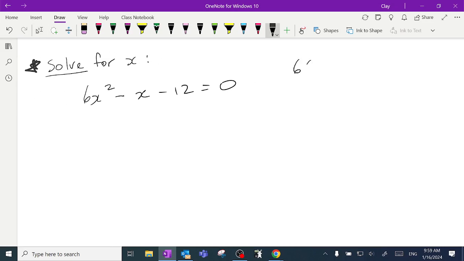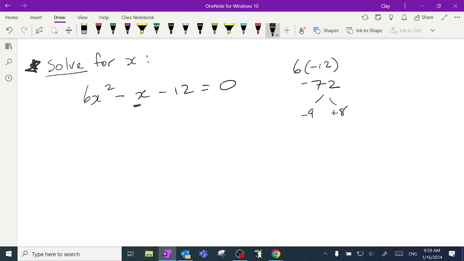What is 6 times negative 12? Well, it's negative 72. Now I ask myself, what two numbers multiply to make negative 72 that would add up to make negative 1? In other words, what numbers multiply to make 72 and are only 1 apart? And if you know your times tables, you go, oh, well, 72 is 8 times 9. They're 1 apart. So this would be minus 9 times plus 8.